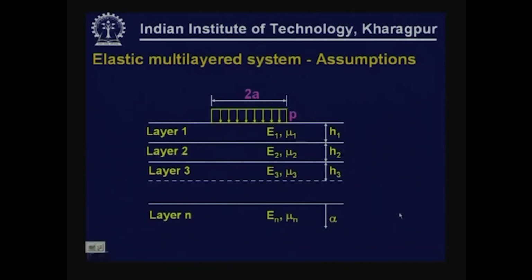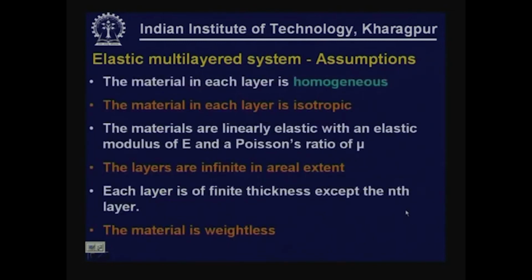Let us see the assumptions that we make in the case of a multi-layered system. In this, we assume that the material in each layer is homogeneous. We also assume that the material is isotropic. We assume that the materials are linearly elastic with an elastic modulus value of E and a Poisson ratio value mu. We assume that the layers are infinite in areal extent. Horizontally, we assume them to be infinite in extent. We also assume each layer is of finite thickness except the last layer, bottommost layer, which is infinite in vertical direction also, in one direction. We also assume the material to be weightless.